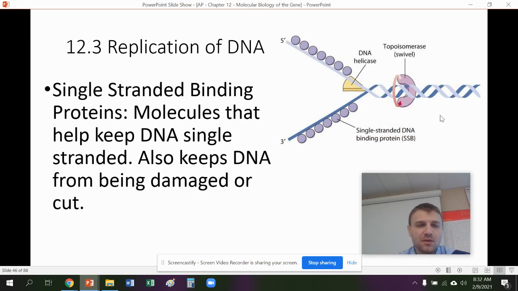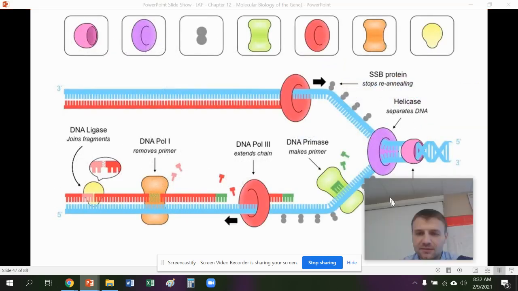Single-stranded binding proteins, these are molecules that help keep DNA single-stranded. These are on the backbone of DNA. I usually call them SSBPs just to make it shorter, but these are the proteins in the back here that will, again, just help keep the DNA from tangling and getting damaged.